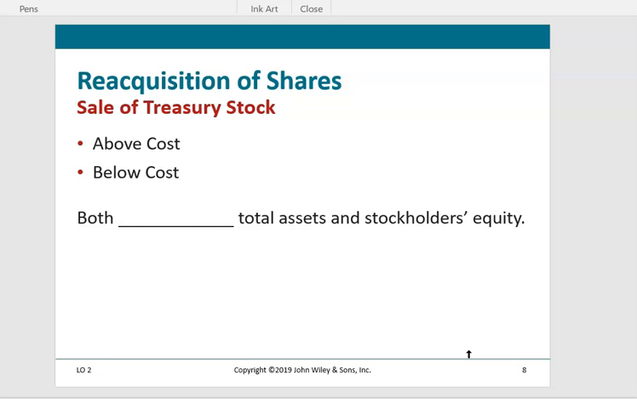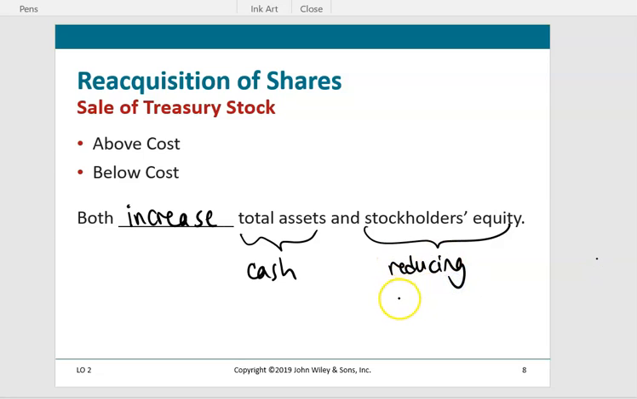Now let's look at the reissuing of what was treasury stock. So we have the initial issuance of the common stock to the stockholders. Those are the shares that are outstanding. We then buy them back or reacquire them. And then time goes on, maybe we want to reissue them or sell those treasury shares. We're either going to do that at cost, above cost, or below cost. We're going to look at the accounting treatment for above cost and below cost. But one thing we want to keep in mind when we're reissuing these treasury shares, whether it's above or below, they both increase total assets, because when we issue stock, we always get cash, and increase stockholders' equity. Why? Because we are reducing the contra equity account, treasury stock.